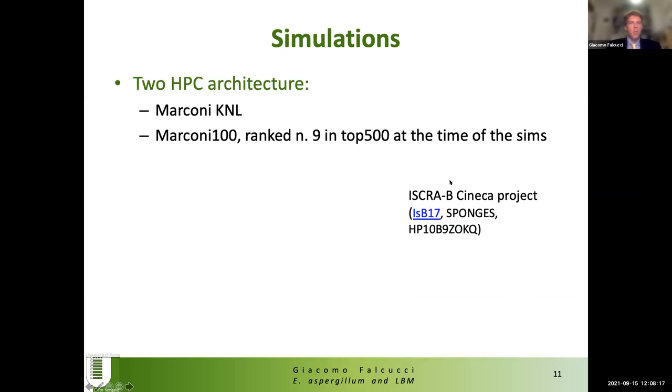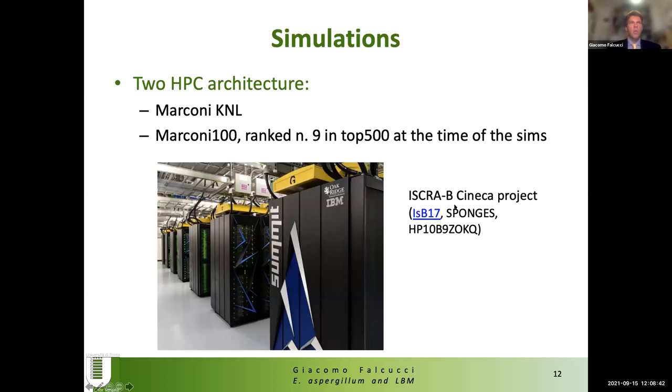Then we ran our simulations on two HPC architectures, on Marconi KNL and on Marconi 100, which was ranked number 9 in the top 500 supercomputers in the world at the time of the simulations. I was granted this computational grant from Cineca, and we were able to run our simulation on up to 1/8 of the entire computational facility, thanks to our co-author, friend, and colleague, Giorgio Amati, who has a very large credit in achieving the results that I show you in the next slides.